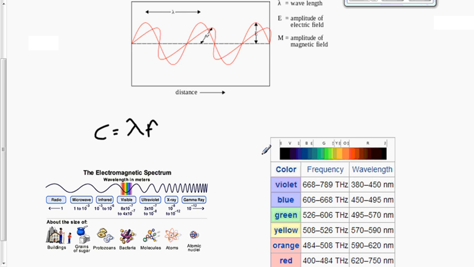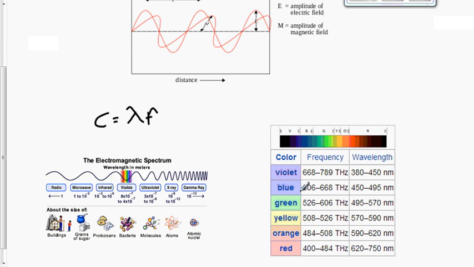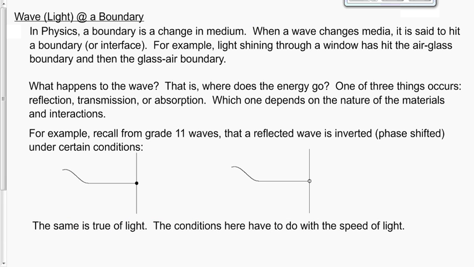And just for reference, here is the visible spectrum, showing what wavelengths and frequencies we have for the colors that we see. All right, so with that in mind, let's see what happens when light actually hits something. Remember that really there are only three sorts of things that can happen when light hits a boundary. But before we talk about what could happen, let's figure out what a boundary is.